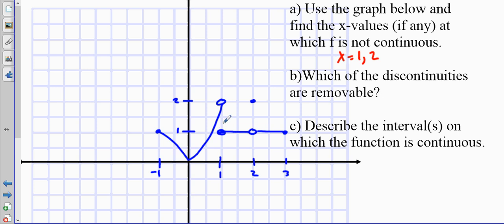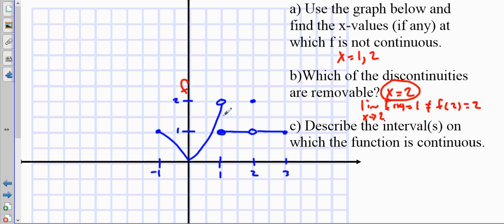Well, this is a jump. This is a jump right here. This is where the limit exists, but doesn't equal the value of the function. So we would say x equaling 2 is removable because the limit as x approaches 2 of f of x equals 1, but that does not equal f of 2, which in this case equals 2. So right here, when x equals 2, that is where our removable discontinuity is.